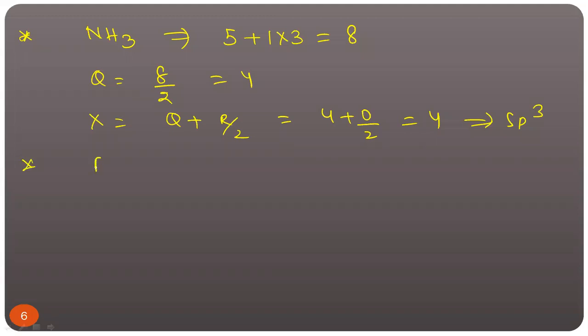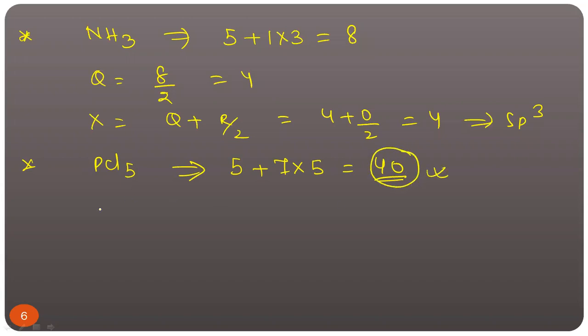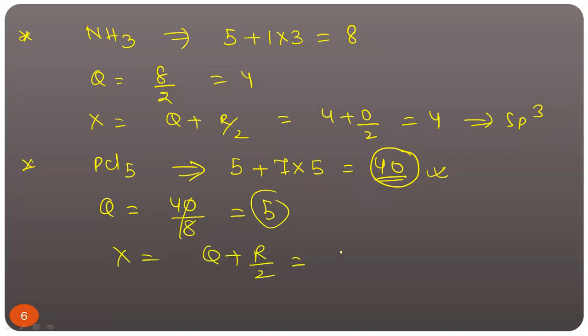I am taking another example, PCl5. Now count total number of valence electron. Phosphorus has valence electron 5, we know, and chlorine has valence electron 7. This everyone knows, 7. How many times chlorine? 5. 7 times 5 is 35 plus 5 is 40. Now total number of valence electron exceeds 8, then divided by what? 8. So here q is equal to 40 by 8, that is equal to 5. Any remainder? No. So x is equal to q plus r by 2, that is equal to 5 plus 0 by 2. X is equal to 5. So hybridization is sp3d. Clear?